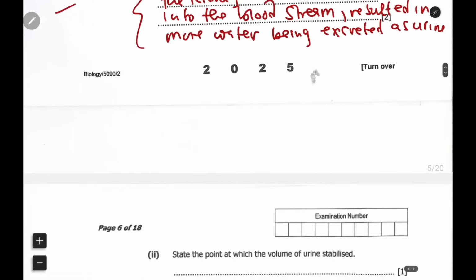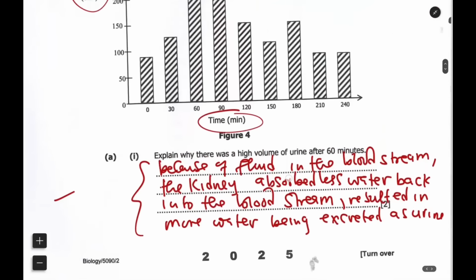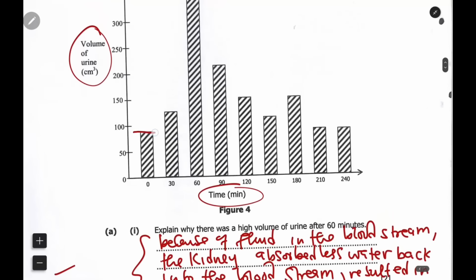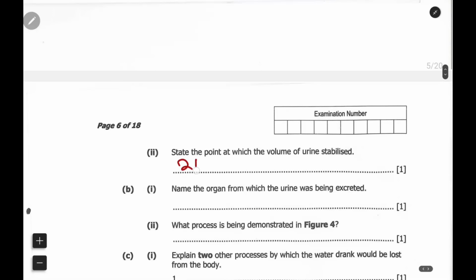All right, part 2 or question 2 of A, state the point at which the volume of urine stabilized. Now, if we look at this, the volume of urine from the time start was this. So if we look at this, it stabilized at 210 when it became the same before taking water. So at 210 minutes.